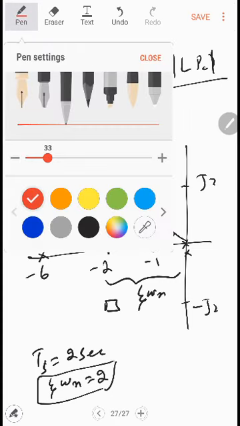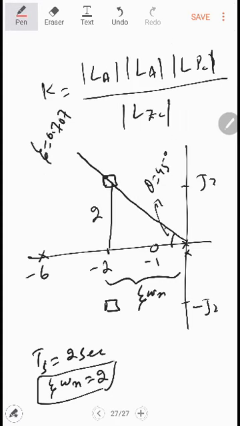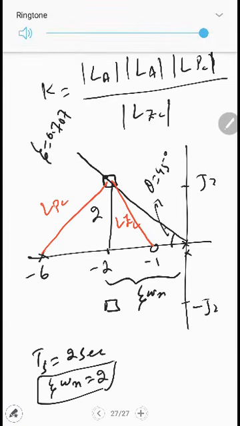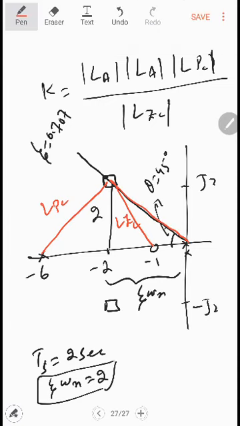So the magnitude criteria is like this. You have to find the magnitude, which is the controller pole. We have to find the magnitude over this. This is the length of the 0 of the controller, and then we have two distances over here because we have this one. So let's say this is LA.